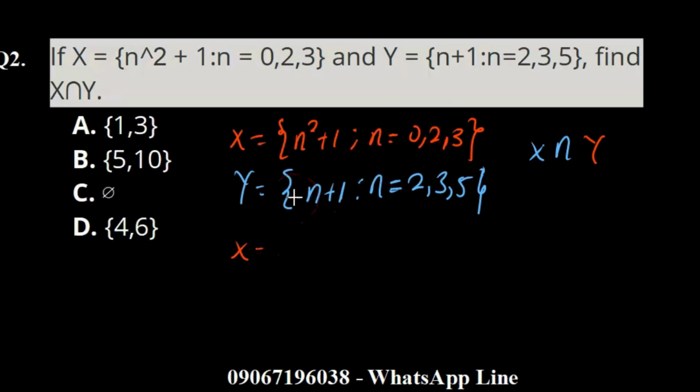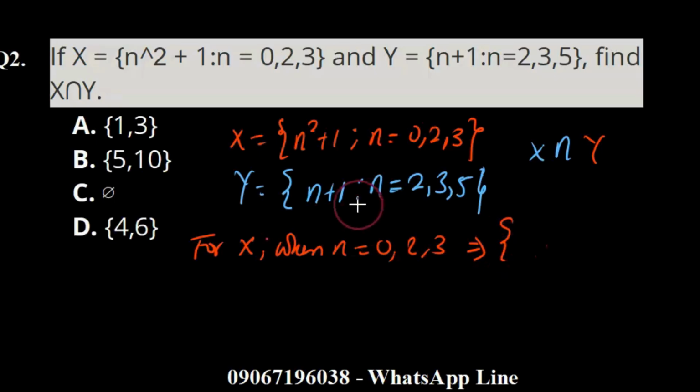First of all, this is going to be for x, when n is 0, 2, and 3. So what are we going to get for the values of x? This is going to be 0 square plus 1. The first element is going to be 1. 0 square is 0, plus 1.